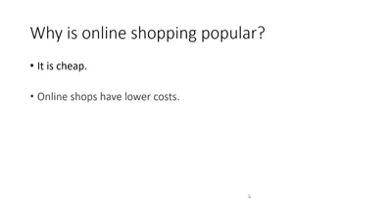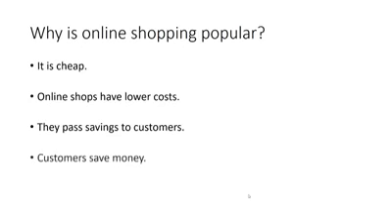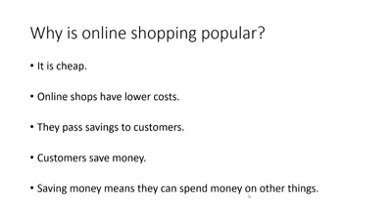So it is cheap. Online shops have lower costs. They pass savings to customers. Customers save money. So 4 ideas, 4 simple ideas. And we need to think of each of these as a piece of wood. We need to put these 4 ideas together in 1 or 2 sentences. Saving money means they can spend money on other things. All right, so 5 ideas.